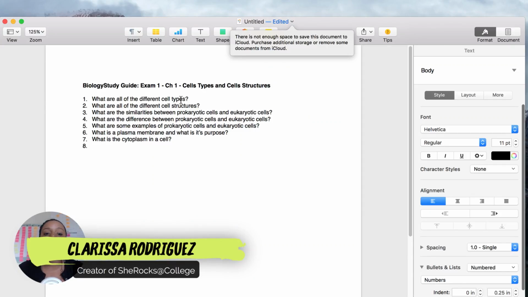So what are the different cell types? As you're reading the textbook and you see, oh, there are 2 cell types, you can write, there are 2 cell types. Cell type number 1 is a prokaryotic cell. Cell type number 2 is a eukaryotic cell. And then again, you can go through all of these questions to help guide your reading and your note taking so that you're only writing down the need-to-know information.